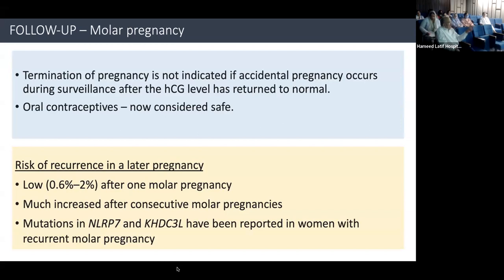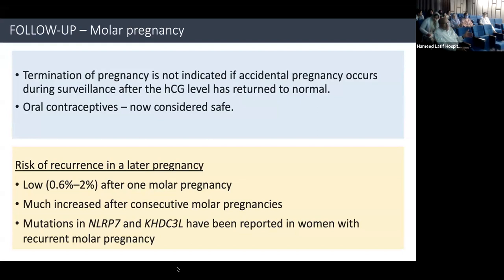Previously, oral contraceptives used to be considered contraindicated for prevention of pregnancy, and it was thought that probably oral contraceptives would favor development of GTN. But now it is known that it's not so, therefore oral contraceptives can be given. Sir, is it advised to get pregnant or is it advised not to get pregnant? Advised not to get pregnant. So oral contraceptives should be used and the patient should be advised not to get pregnant at least for 1 year. Mm-hmm. Because you are going to follow her up.